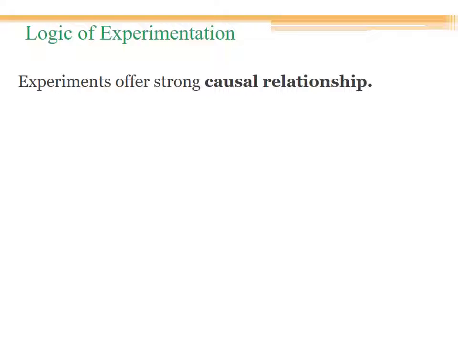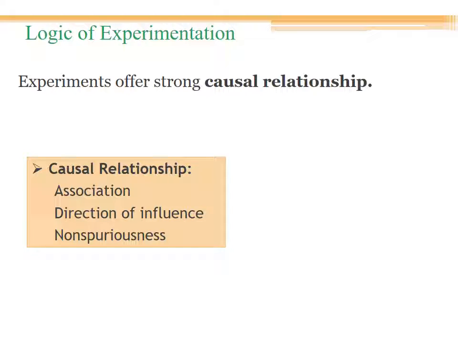Can you remember the criteria for a causal relationship? You'll find this information from Chapter 3. Pause the presentation to see if you can determine what are the 3 criteria for a causal relationship. So a causal relationship signifies that there is an association, a direction of influence, and non-spuriousness. Let's take a look and remind ourselves what each of these 3 things mean.